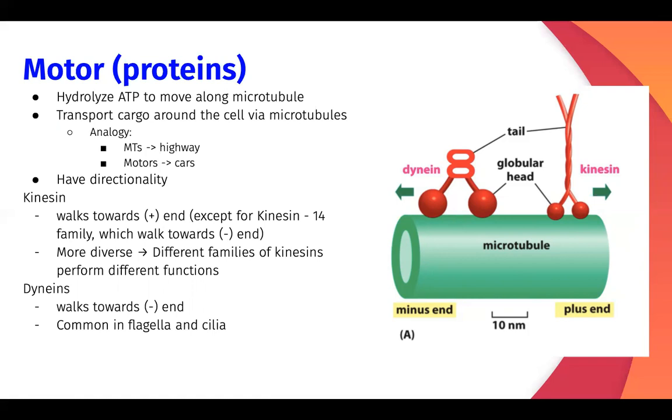These motor proteins have directionality. We have kinesins. Kinesins walk towards the plus end of the microtubules, except for kinesin 14, which walks towards the minus end. But for the most part, kinesins walk to the plus end. Kinesins are very diverse, and there are a lot of different families of kinesins that can do different things, and we'll talk a little bit about some of them. Then we have dyneins that walk towards the minus end of the microtubule. These are common in flagella and cilia, which are your little hairs or little tails that help different things move.